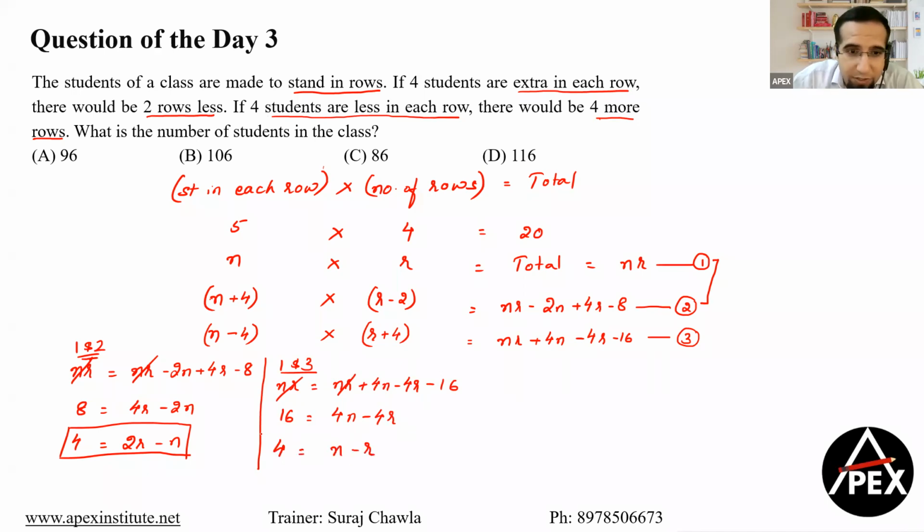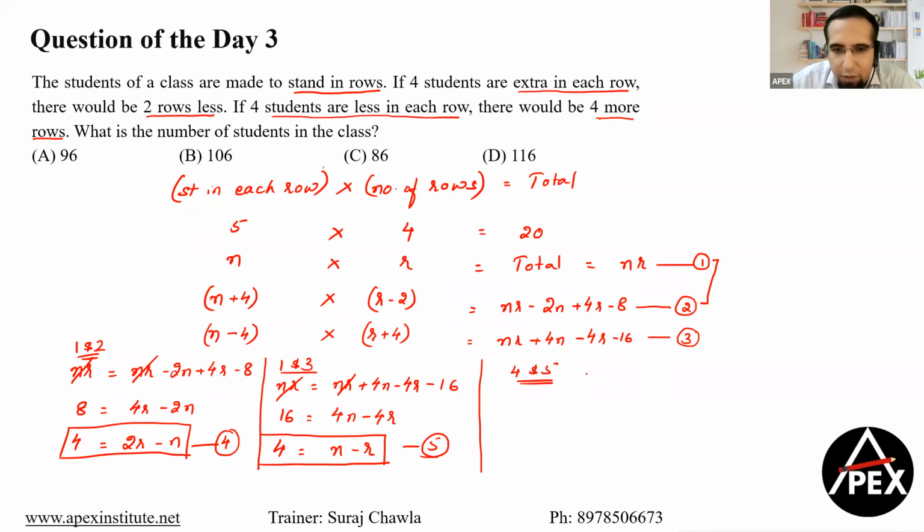Clear? So we have two equations and two variables, and we know that we can equate them and we can get our answer. So now let me equate these two equations. So let's say this is equation 4 and this is equation 5. Now let's equate equations 4 and 5. Clear? If I equate equations 4 and 5, what do I have? I have 4 is equal to minus n plus 2r. And here I have 4 is equal to n minus r. Right? So n and n get cancelled. When I add these two, I get 8 is equal to the value of r.